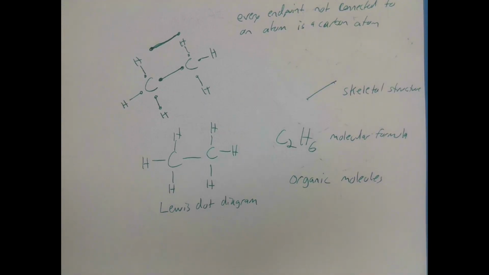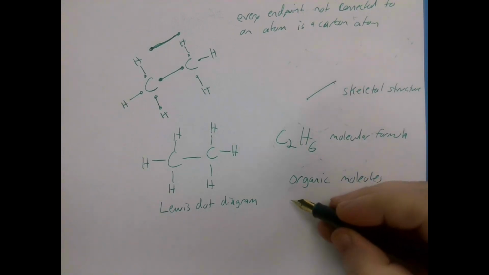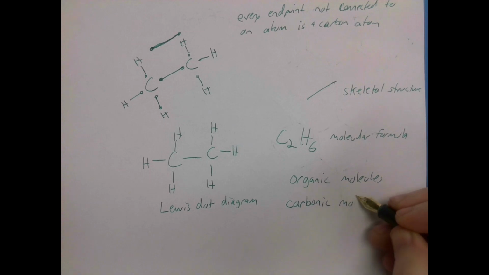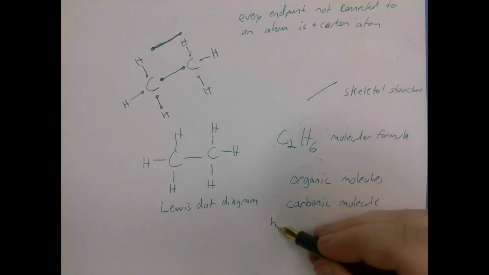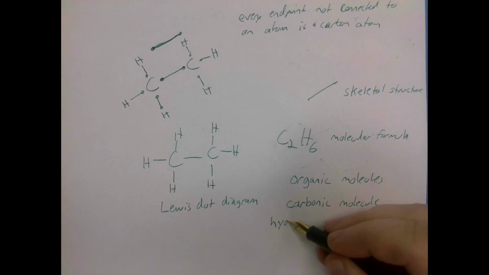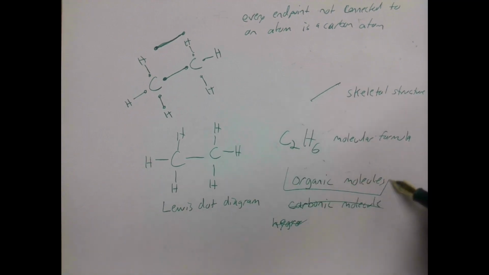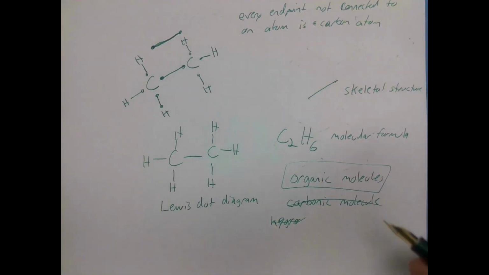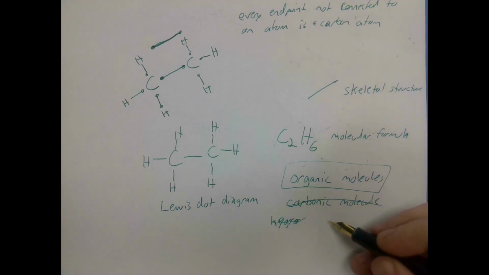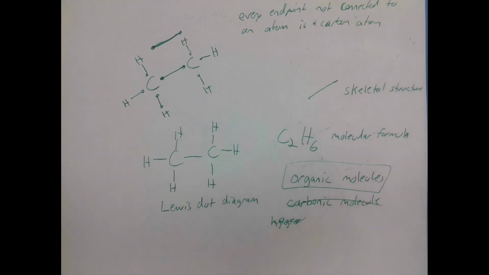Organic molecules is an outdated term. It is suggested that we rename this as carbonic molecules or, I forget the term. We'll stick with organic molecules. Organic molecules are molecules that contain a lot of carbon and hydrogen. We find it in biology a lot. Almost all the molecules that we have are carbon-based. We're carbon-based life forms. Sugar has a lot of carbon in it, and so forth.